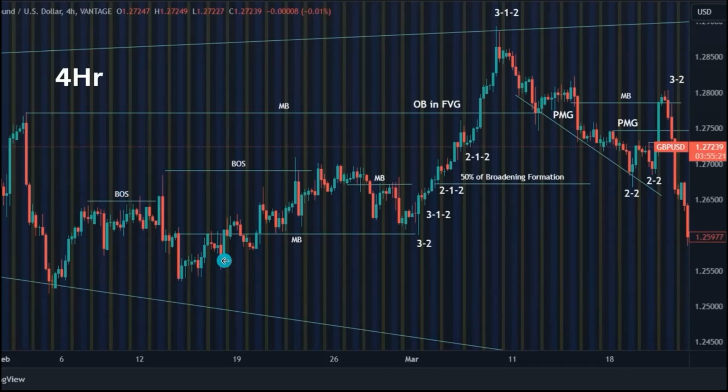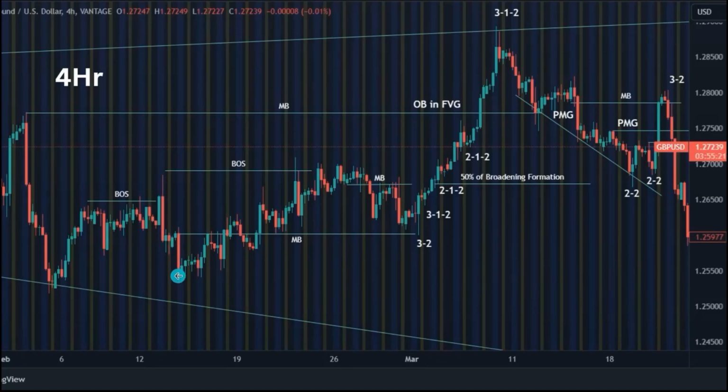Then price reverses. And also, if you're looking at mitigation blocks, this is a low, a high, and a lower low. And once price breaks that structure, it should respect this mitigation block. But that's where, again, ICT traders get hammered. You have to respect the broadening formation. A third level was not created for that broadening formation.